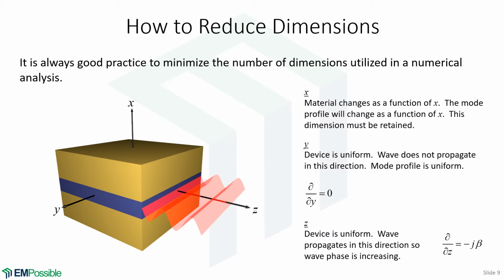We'll get more into the z direction, but notice the device is uniform in the z direction. That doesn't change. However, the wave does oscillate in the z direction. The wave accumulates phase, and it will turn out that we can replace our z derivatives with minus j beta, where beta is that phase constant describing how much phase or how quickly the modes accumulate the phase.